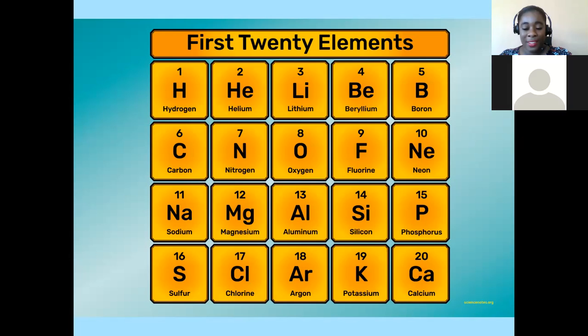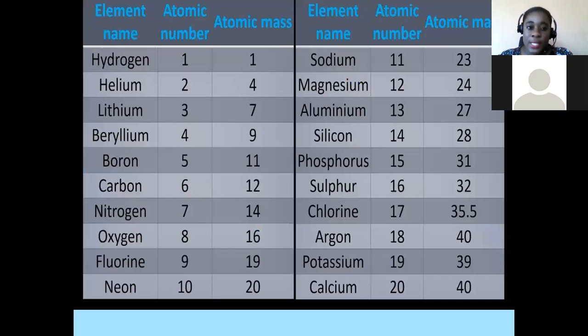Hydrogen, helium, lithium, beryllium, boron, carbon, nitrogen, oxygen, fluorine, neon, sodium, magnesium, aluminum, silicon, phosphorus, sulfur, chlorine, argon, potassium, and calcium. Good job. So these are the first 20 elements of the periodic table.